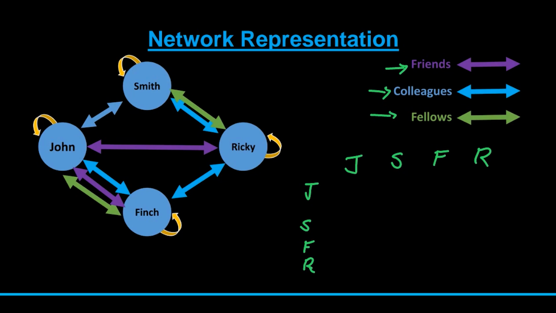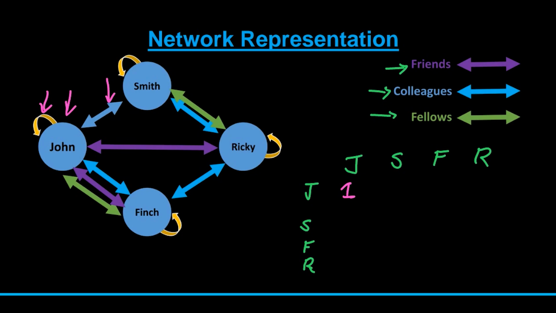Let's look at the network. John is connected to himself with this self arrow. So I will put 1 right over here. John is connected by himself only one way. Let's move forward. John is connected with Smith by this arrow, and that represents they are just colleagues.